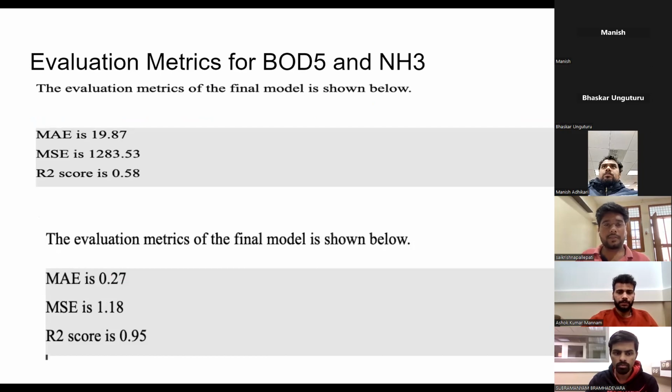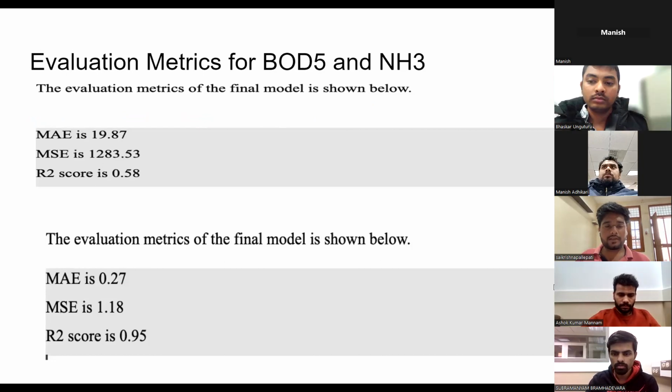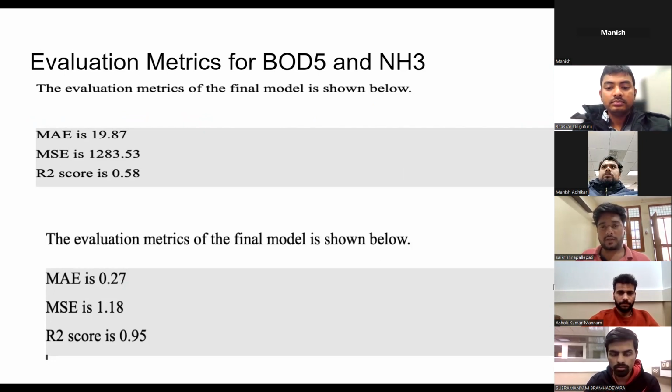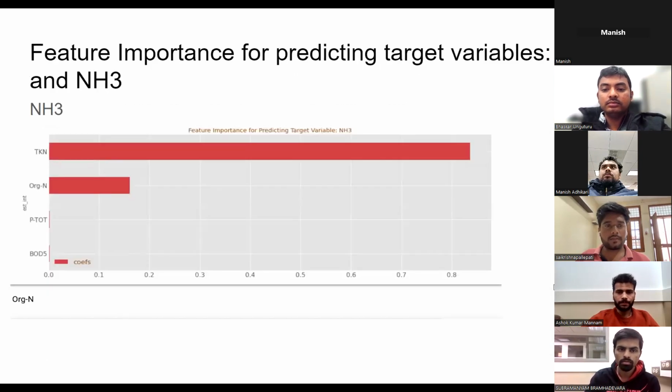As you can see, the evaluation metrics for BOD5 and NH3. For BOD5, we got a mean absolute error of 19.87, a mean square error of 128.53, and an R2 score of 0.58. Coming to NH3, we got a mean absolute error of 0.27, a mean square error of 1.18, and an R2 score of 0.95. The R2 score in the case of NH3 is higher. The best model for this is random forest. Could you go to the next slide?